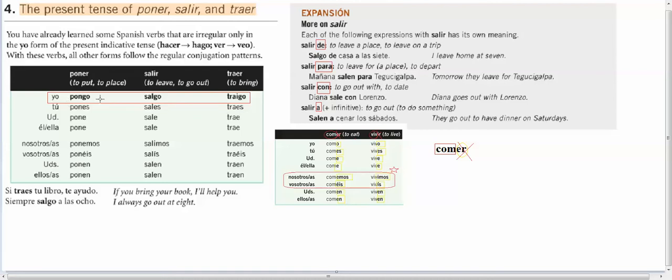So it goes pongo, pones, pone, ponemos, ponéis, ponen. Salgo, sales, sale, salimos, salís, salen. Traigo, traes, trae, traemos, traéis, traen. So let's do a little bit of practice.